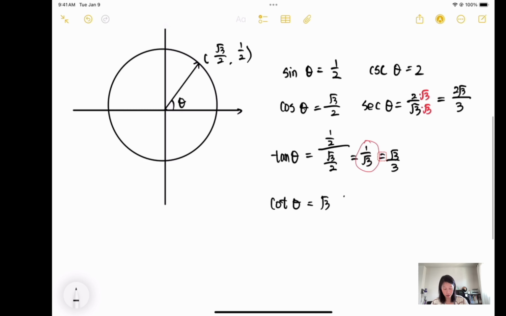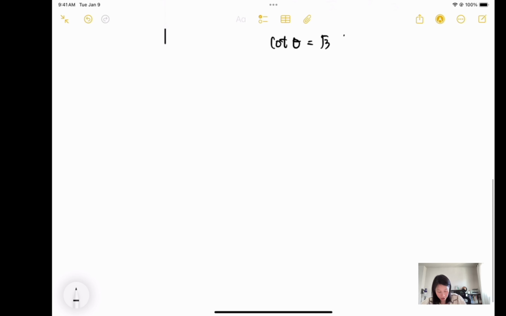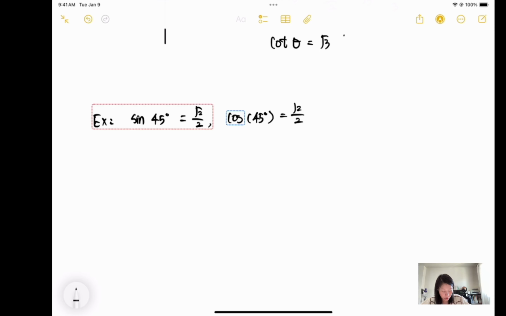Now, let's have another example. If I have sine 45 degrees equal to square root of 2 over 2, and cosine 45 degrees equals square root of 2 over 2, I want you to find tangent 45 degrees and cosecant 45 degrees. How do we do that?